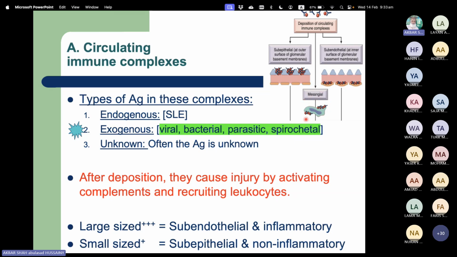This is important, again, a question which can be asked in your exam. Why does a complex get deposited in the subendothelial area? Because of the molecular size and the electric charge on them.